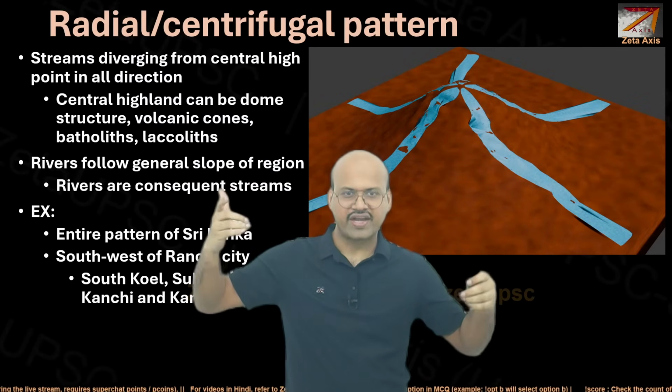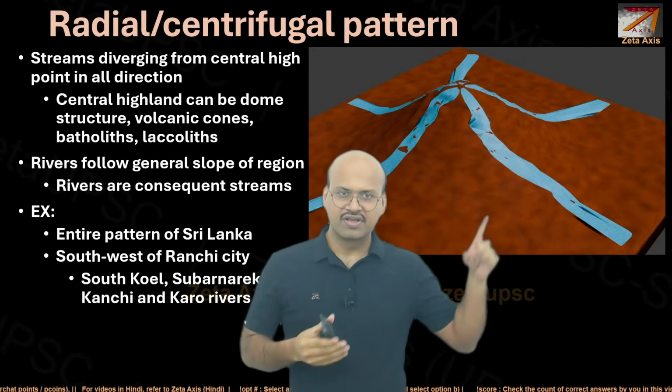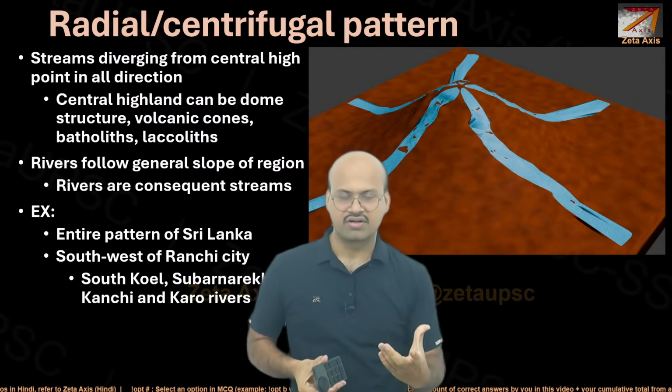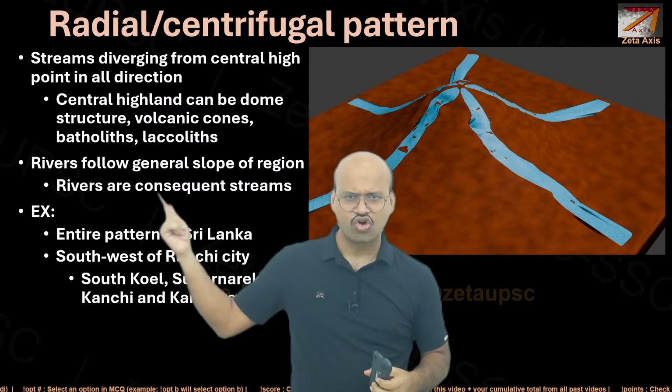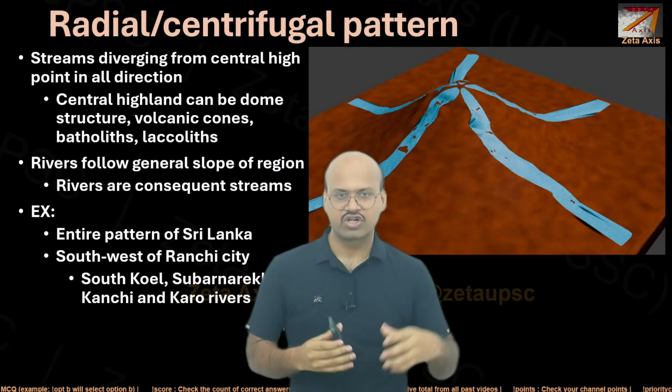It is not required that all of them develop on the peak of the mountain. They can also develop midway, in the mid height. It can develop from here, and still it will be called radial or centrifugal pattern. Rivers are consequent streams. Consequent means the rivers or the streams which follow the local slope of the rock.